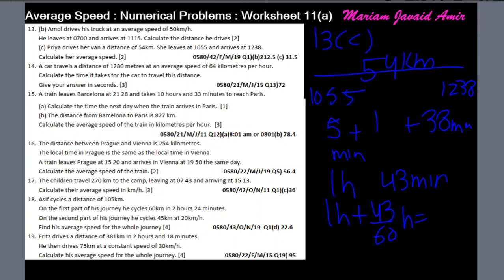which gives 1.716666 hours. Now we need the average speed. Average speed is total distance, which is 54, over total time, which is 1.716666. So we'll do 54 over answer and we get 31.456. So rounded off answer till 3 significant figures is 31.5 kilometers per hour.